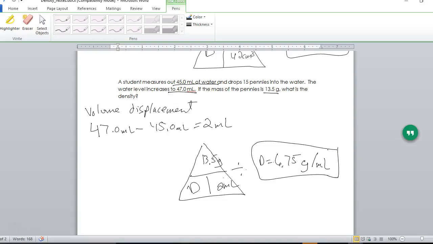Okay, there you go. That was density. So again, if you need to slow down or rewind anything, that's the beauty of the videos. You can rewatch things and kind of double check how things work here.